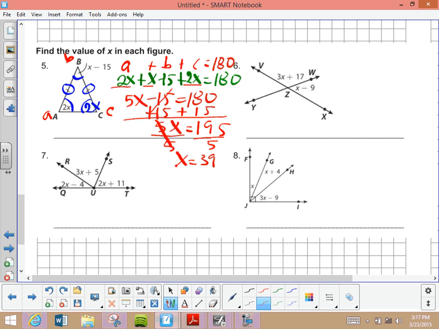And all you have to do was find the value of x. So if you got this answer, it's right. Then you will have to go back and plug it in. So you just put 2 times 39. What does that give me? 78, and that should be 78 also. And then you plug it in over here. 39 minus 15 is 24.